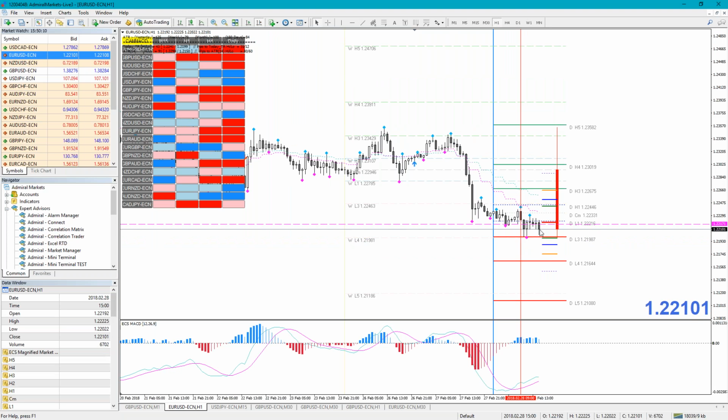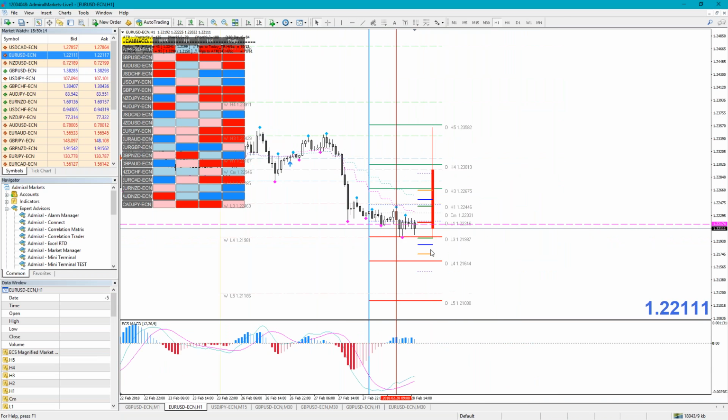If it goes my direction, I might possibly protect my trade if it goes down some 20 pips. But let's see what we will do.